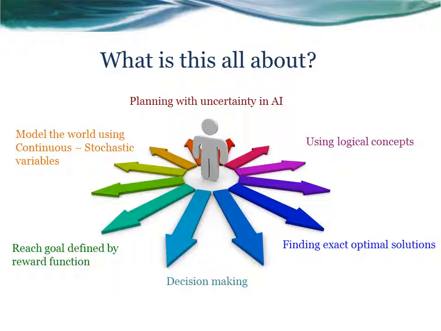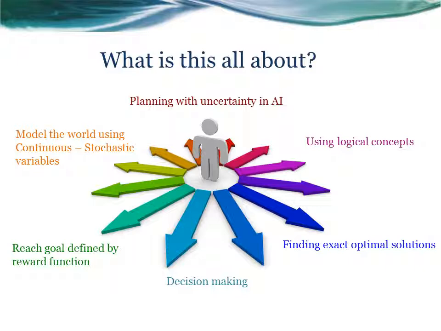Alternatively, we can model the world using discrete variables, but the natural thing to do would be to use continuous variables. And we want to reach the goal, which is the essential component of every planning problem, by a reward function, similar to the way that Markov decision processes are handled.